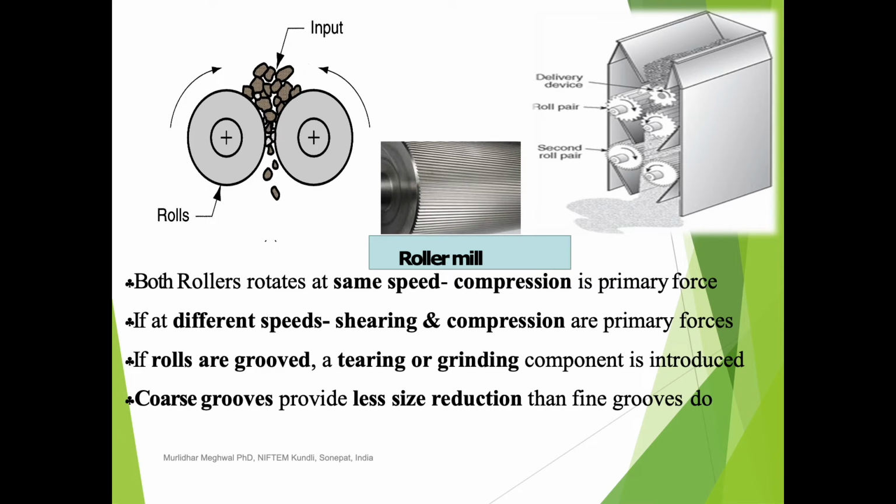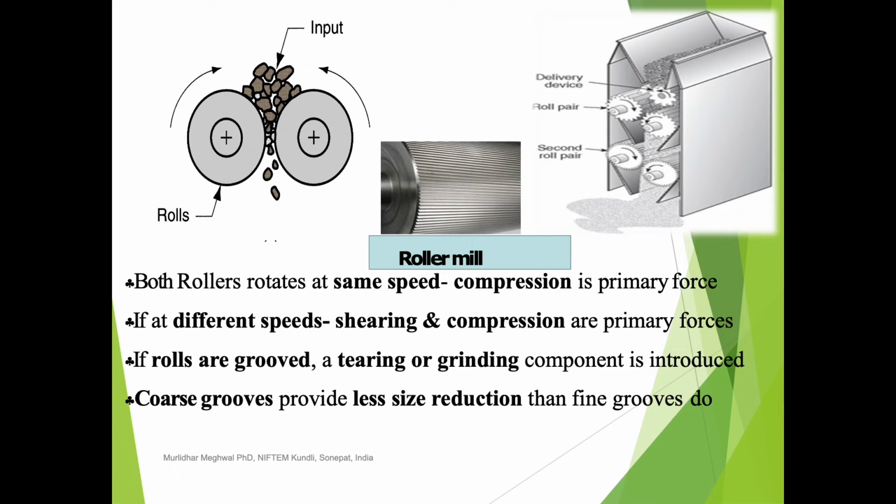The two rolls move in opposite directions, and we have input and finally get the crushed materials as output. There are different grooves on the rolls, and the speed and their direction decide the particular size reduction operation. If both rollers rotate at the same speed, then there is compression as the primary force.